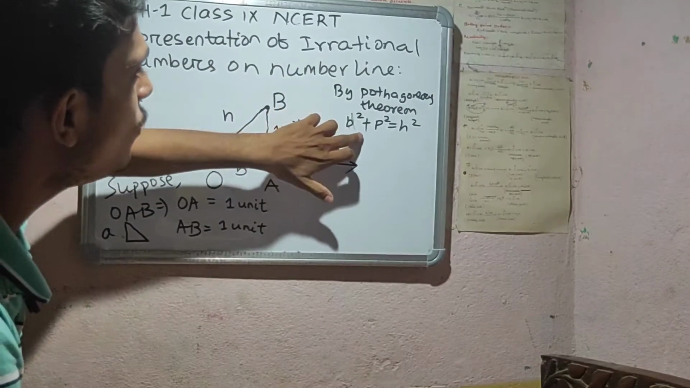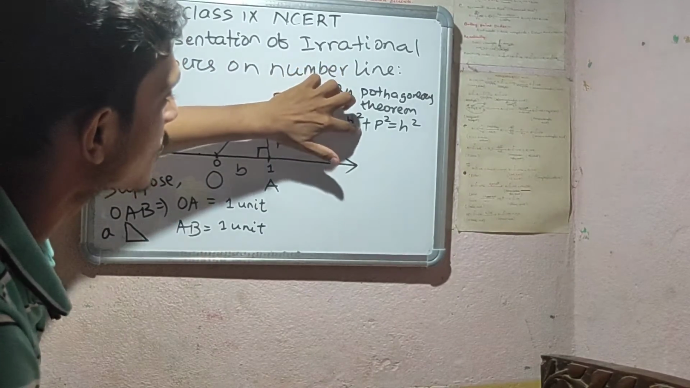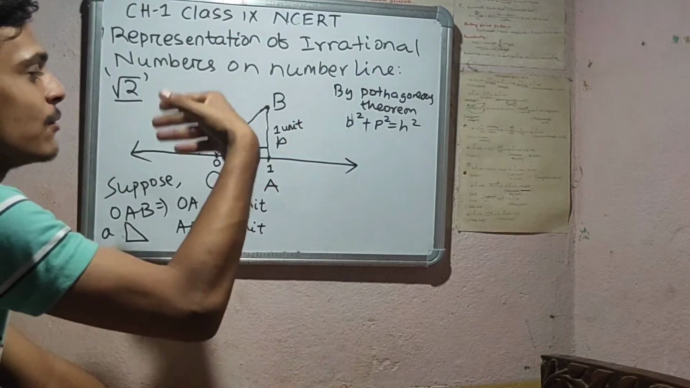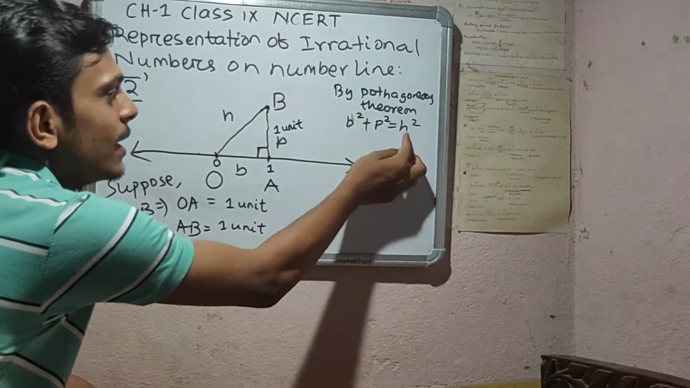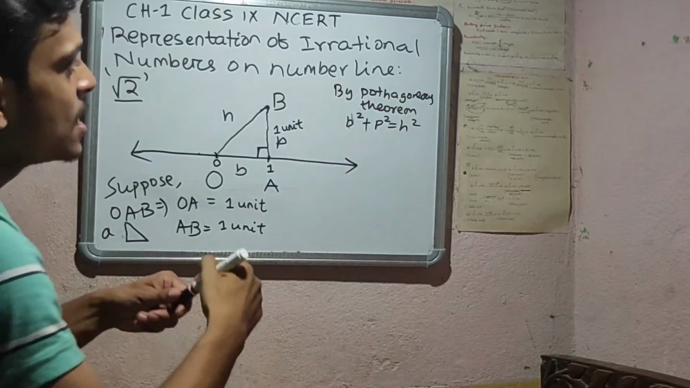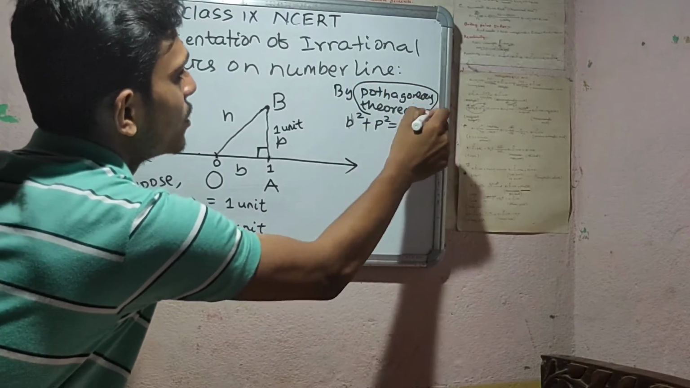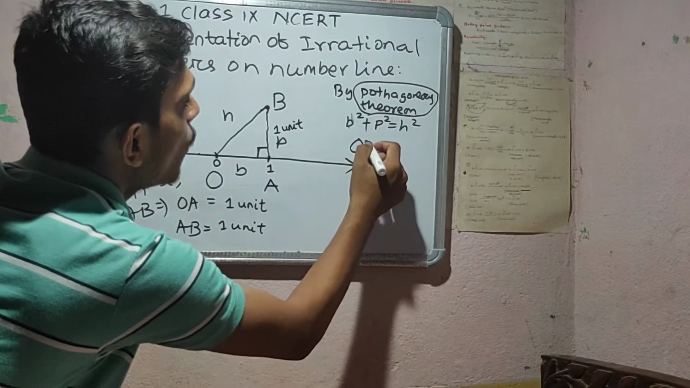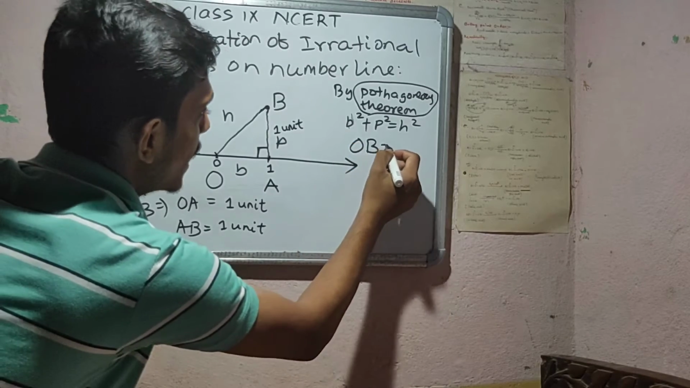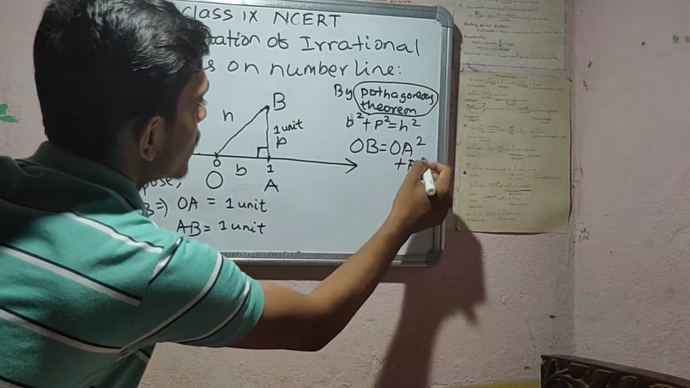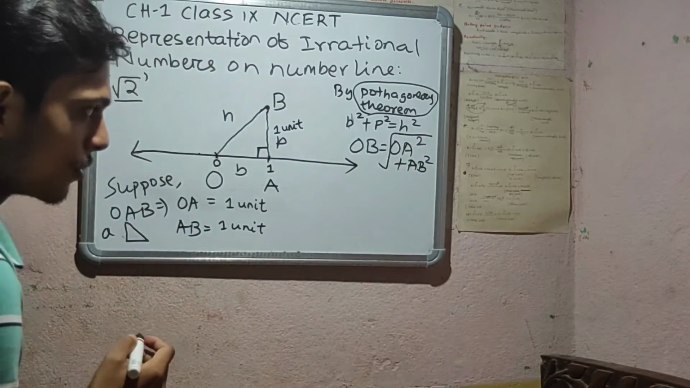You already know how to find a triplet in class 8, that is B, P, H: the base, the perpendicular, and the hypotenuse. This is the Pythagorean theorem. And by the Pythagorean theorem, we can find the value of OB. Yes or no? That is the square root of OA square plus AB square.